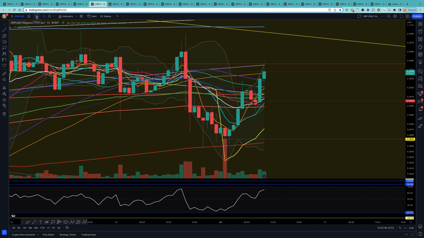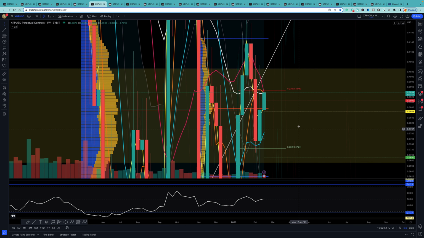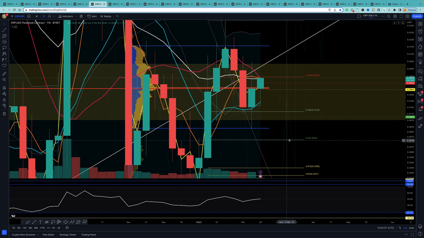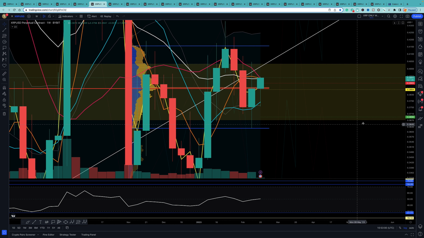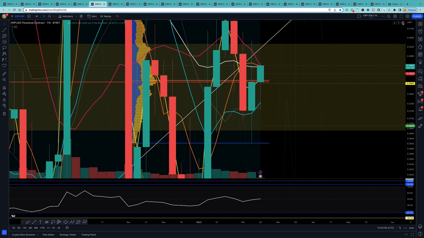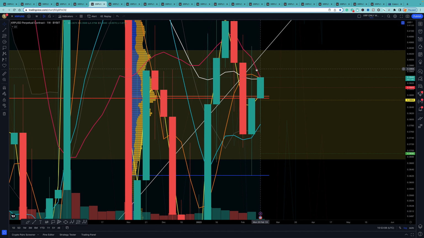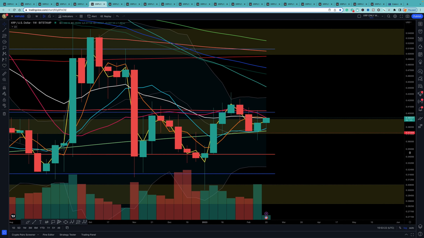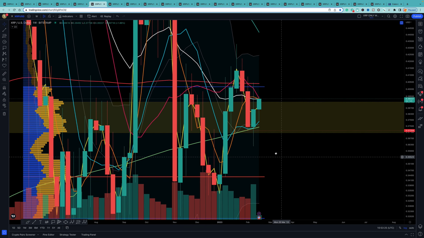Okay, so the downside is the weekly MA has turned. You can see on the weekly the 20 is coming down pretty strong here. Do you know what? I'm going to shift this to Bitstamp, because Bitstamp shows us more of what's going on here.